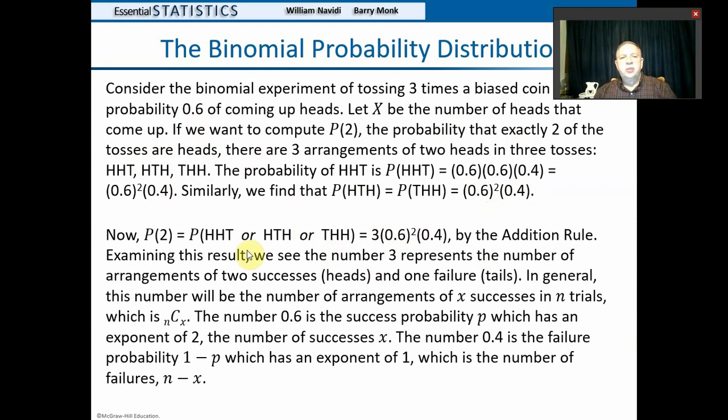Okay. So in examining this result, we see that the number 3 represents the number of arrangements of 2 successes and 1 failure. In general, this number will be the number of arrangements of X successes in N trials. So we have the N trials and then the 2 successes out of that. This is how many ways that we can do this. And this is what we looked at previously at the end of chapter 4, this calculation being n factorial divided by x factorial times n minus x factorial. That's that notation where the order doesn't matter, but I just want to know how many ways that I can count that up.